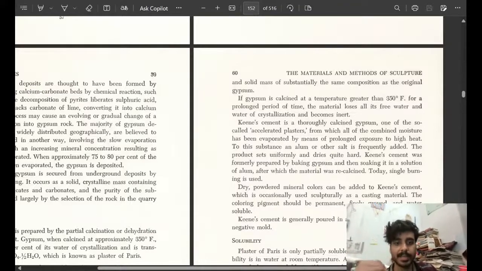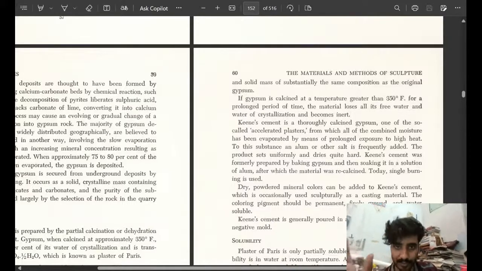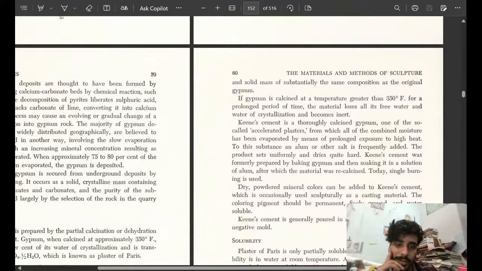So if the gypsum is calcined at a temperature greater than 350 degrees Fahrenheit for a prolonged period of time, the material loses all its free water and water of crystallization and becomes inert. So what do we even mean by it becomes inert?